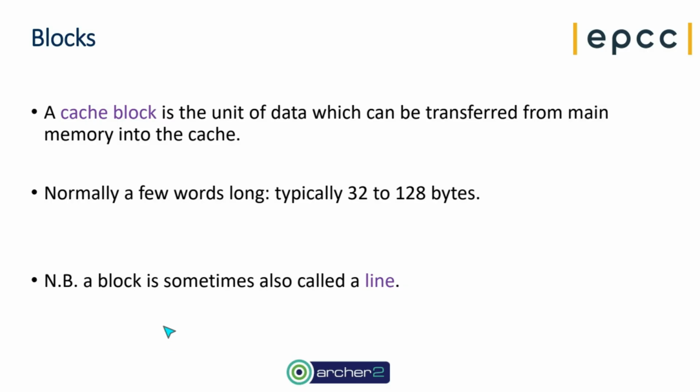So a bit of terminology. A cache block is the unit of data which will be transferred from main memory into the cache. This is normally a few words long, so 32, 64, or 128 bytes are typical sizes. Again, there's terminological duplication here. The term cache line is also used, but they mean exactly the same thing. A cache block and a cache line are just different terms for the same thing. These are the units of data which are moved between memory and cache.